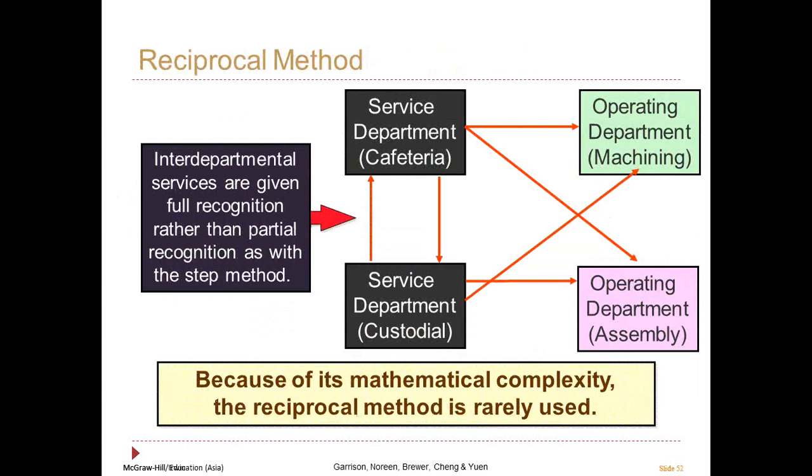The reciprocal method gives full recognition to interdepartmental services, while the step method only allocates forward, never backwards. The reciprocal method allocates service department costs in both directions. Reciprocal allocation requires the use of simultaneous linear equations and is beyond the scope of this lecture. The reciprocal method is rarely used in practice because it's complex and because the results are usually close to the step-down method results.